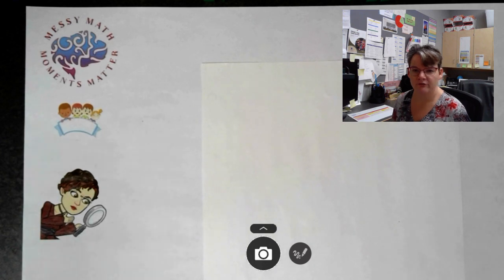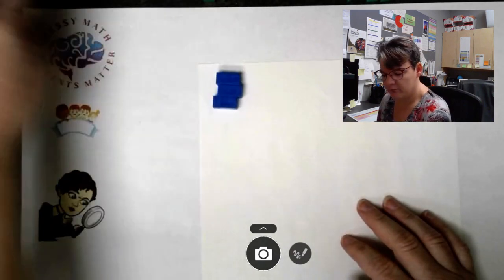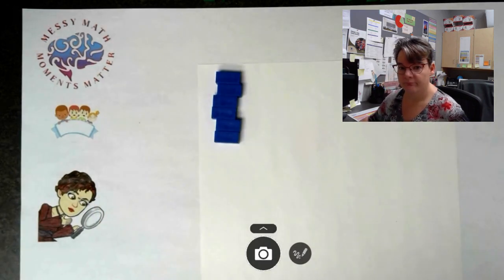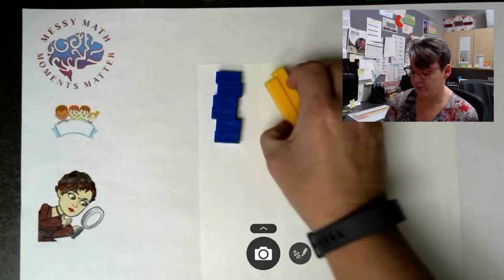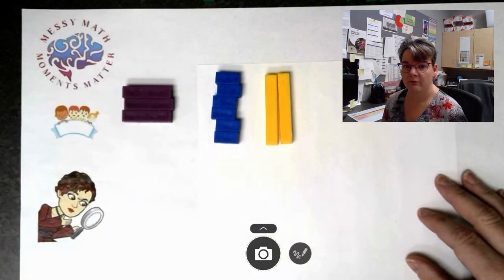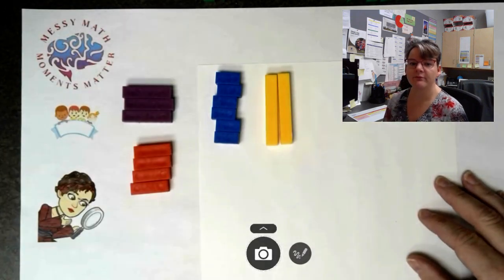Let's go ahead and jump into the actual experience. So I would ask students to create as many arrays as they can that have a total value or a total area of 12. So students might start by building 6 twos, or they might build 2 sixes, or they might build 3 fours, or 4 threes.